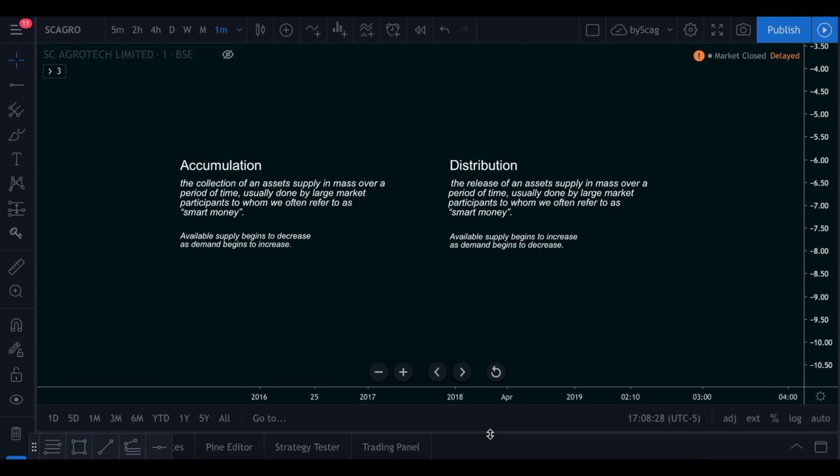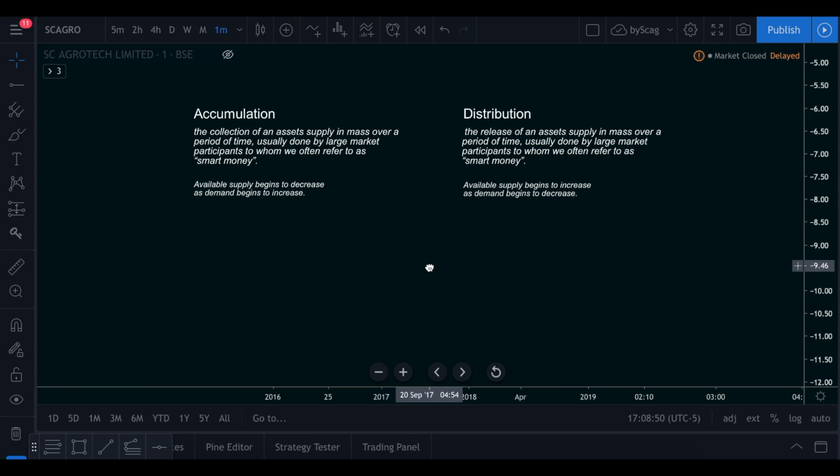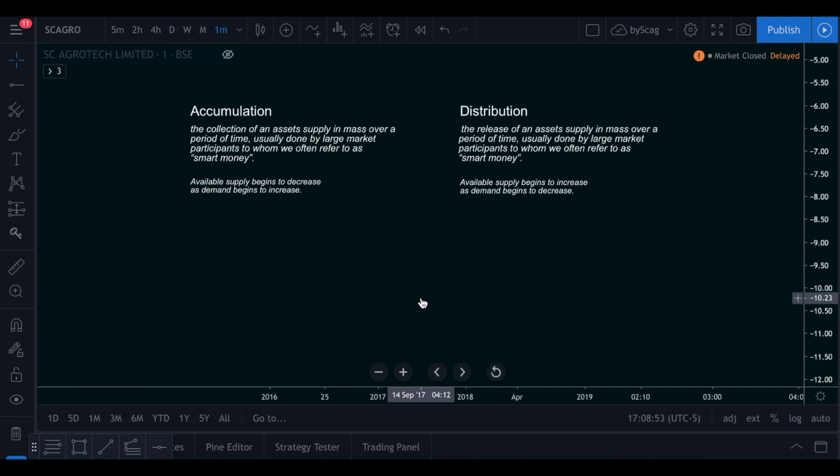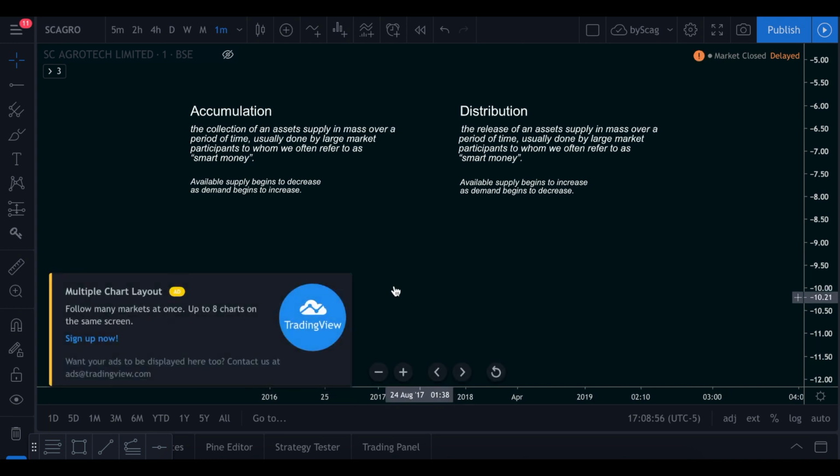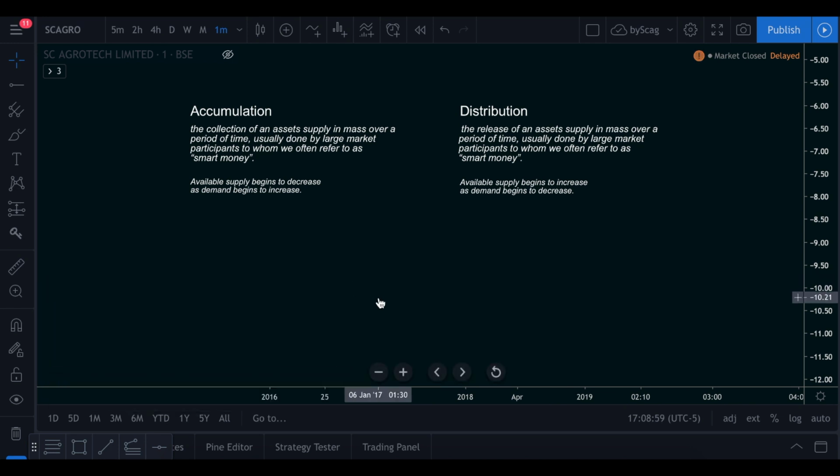Now, in distribution, this is going to be the opposite, right? This is a market phase in which the release of an asset supply is happening in mass over a period of time. Again, usually done by those same large market participants that have previously accumulated those shares and units. Now, when this is happening, the large market participants, the smart money, will typically leave a market structure footprint. Now, in future videos, we're going to go over those exact footprints and schematics and show you all the different ways. I'm going to quickly draw out what one of these kind of market phases would look like.